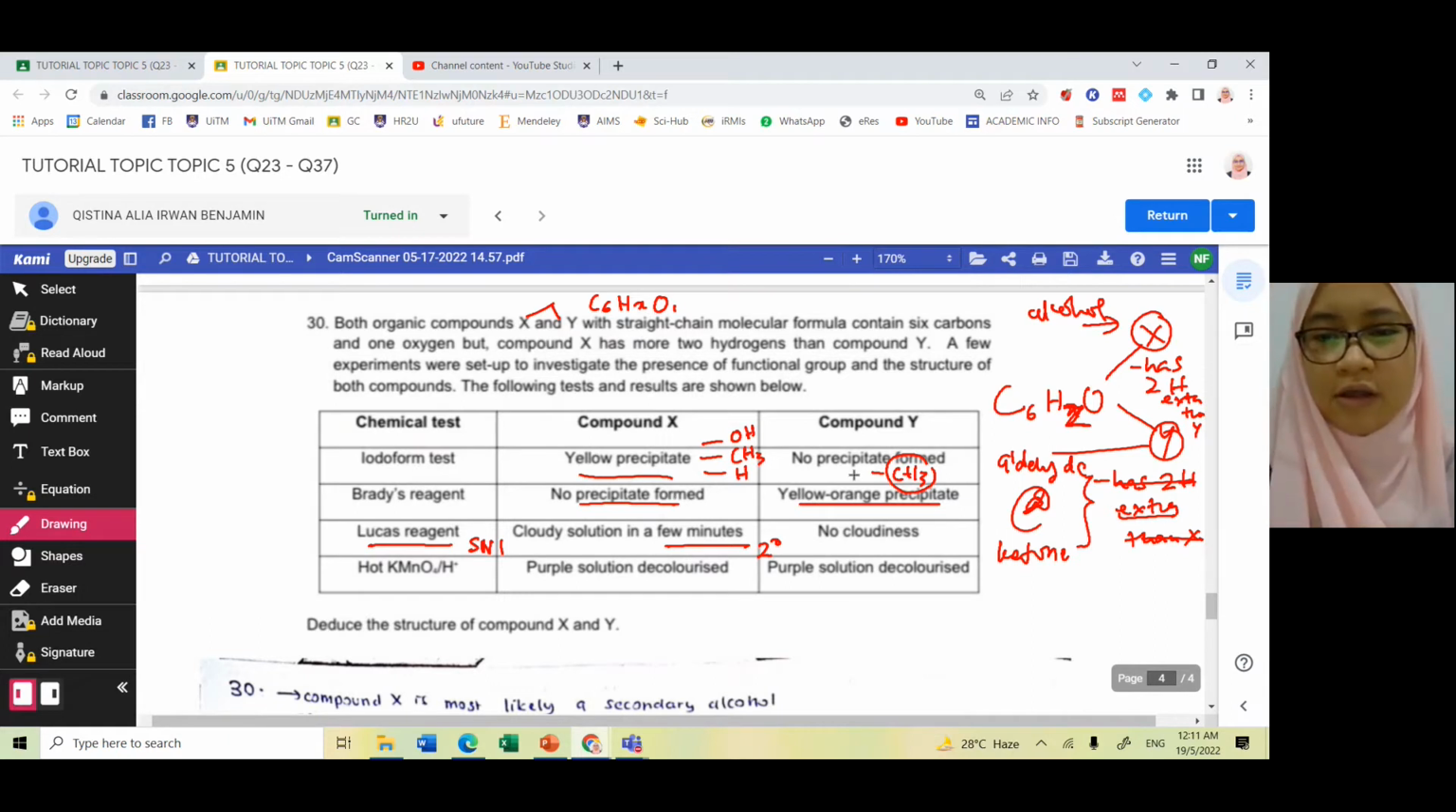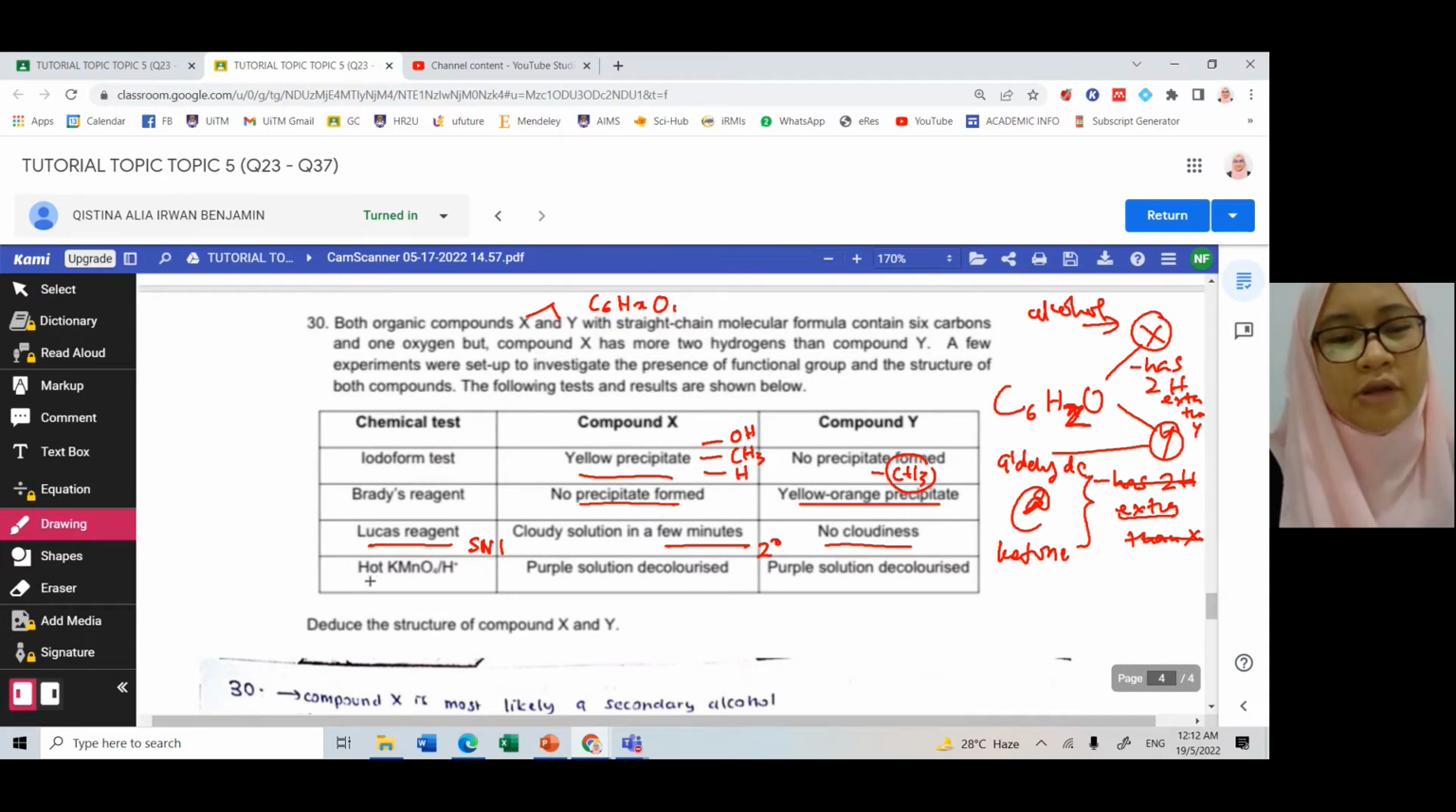Okay, we already know that alcohol must be a secondary alcohol. But for compound Y, which we predict is either an aldehyde or a ketone, these two will not react with Lucas reagent. So there will be no cloudiness formed at all. So the prediction and the observation are correct.